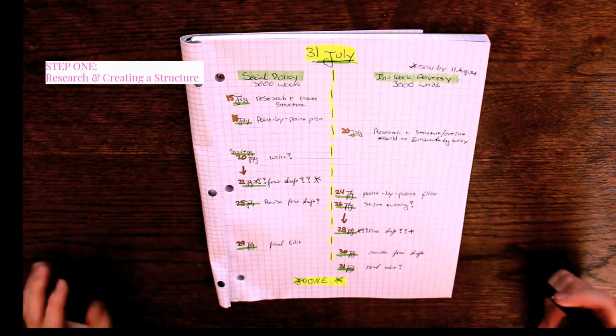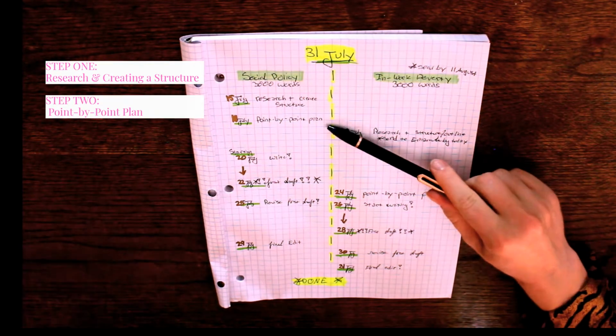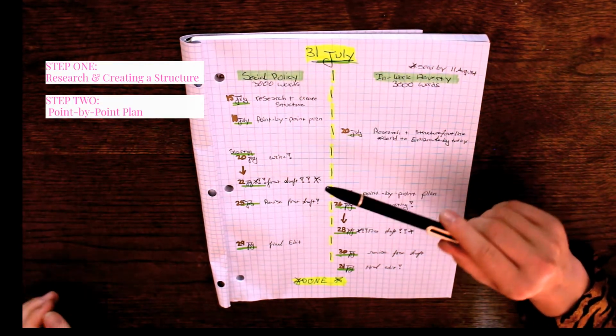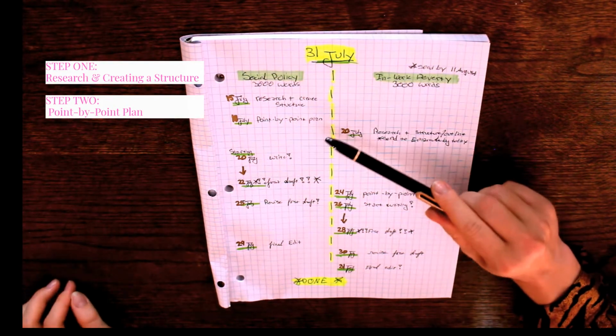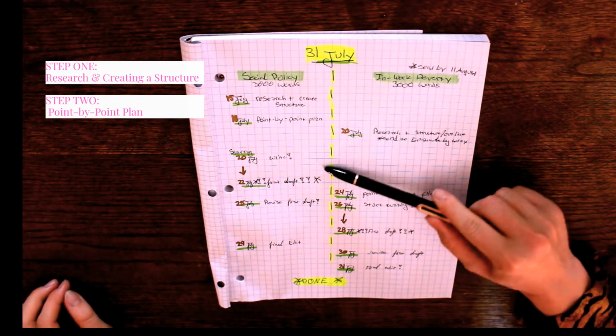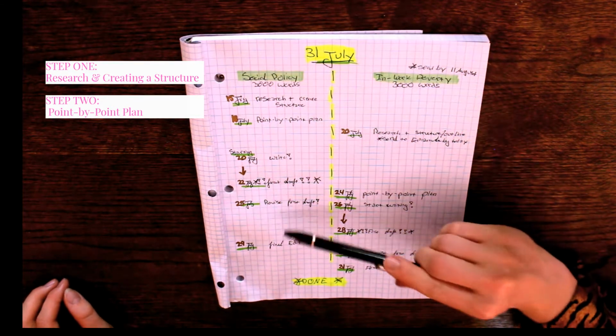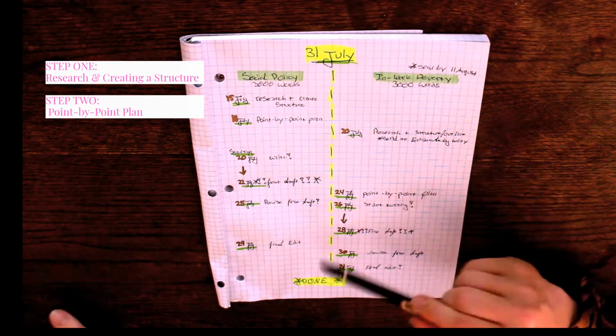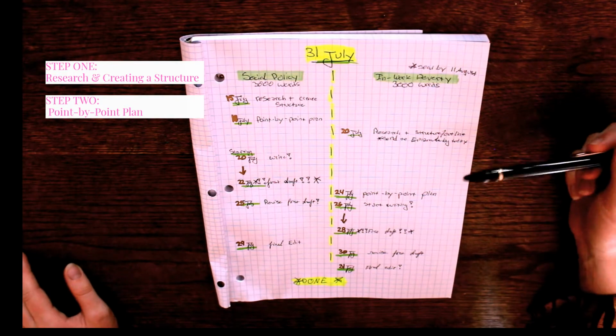It doesn't need to be super detailed, but so I just have a sort of plan of how I'm going to approach it. The next step is a point-by-point plan, and this is where I think the majority of my work goes into. It's always the part that I want to skip because I want to get right to the writing, but the amount of time that you put into creating your point-by-point plan directly correlates with how easy it is to write it in the end.